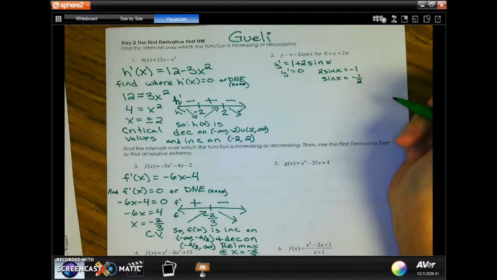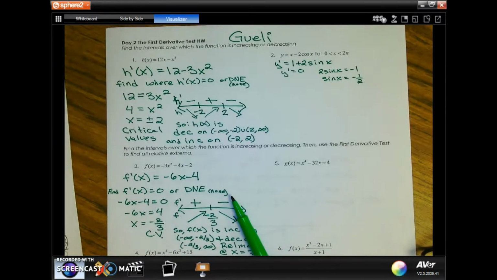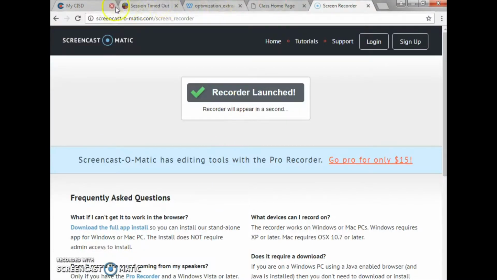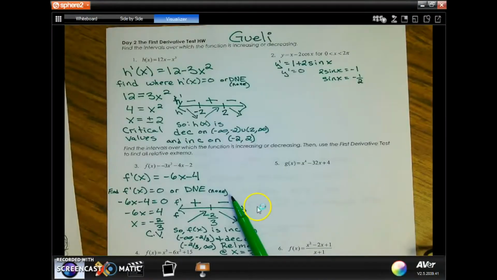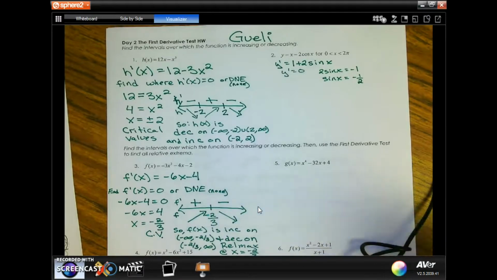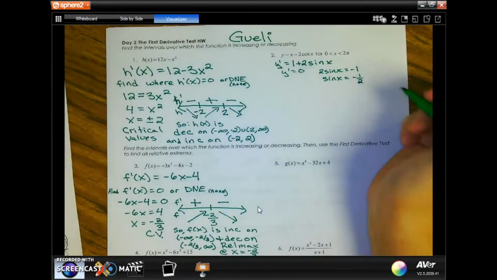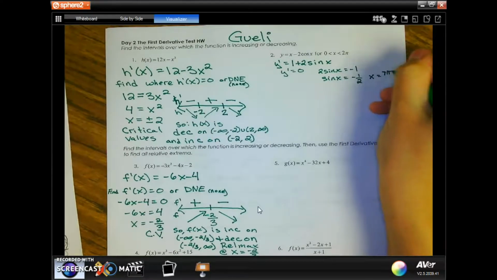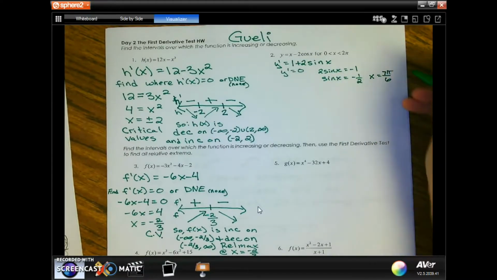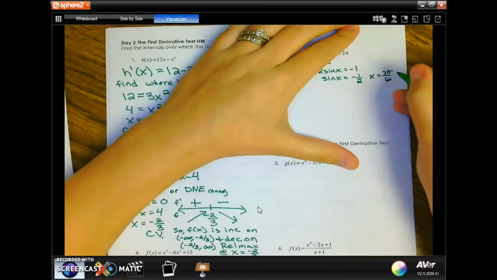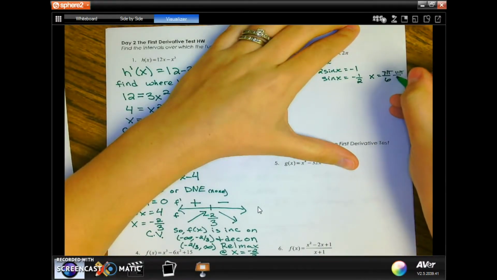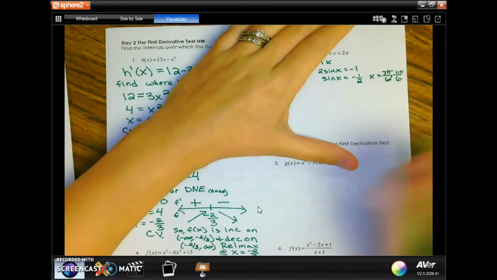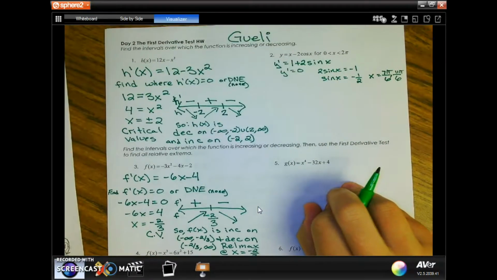So then I ask myself, where on the unit circle does sine equal negative 1/2? If you want to know where that happens, oh, I thought I had a unit circle opened here, but I don't, sorry. On your unit circle, that's going to occur at 7 pi over 6 and also at 11 pi over 6. So x equals 7 pi over 6 and also 11 pi over 6. I can squeeze it in there, okay? So that's what's happening there.